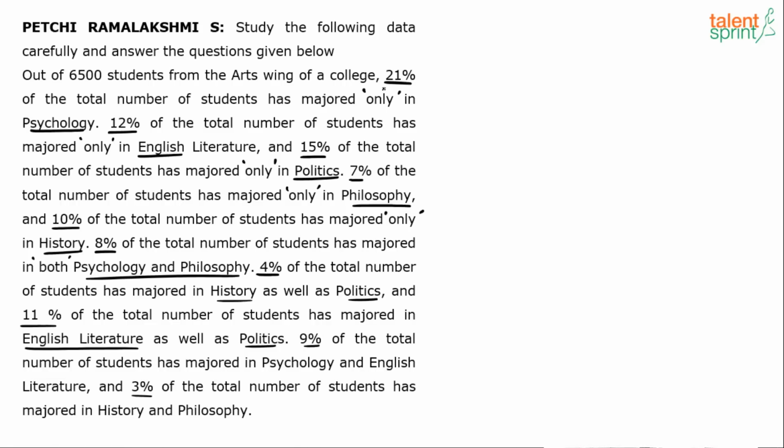So if I add the percentages, what happens? 21 plus 12, 33, plus 15 is 48, plus 7 is 55, plus 10 is 65. So basically simple distribution, there is no complexity at all. Sorry, hold on, I think I've missed something. 21 plus 12 is 33, plus 15 is 48, plus 7 is 55, plus 10 is 65, plus 8 is 73, plus 4 is 77, plus 11 is 88, plus 9 is 97, plus 3 is 100. So very straight distribution, right? I think we don't have to even do the table part there.